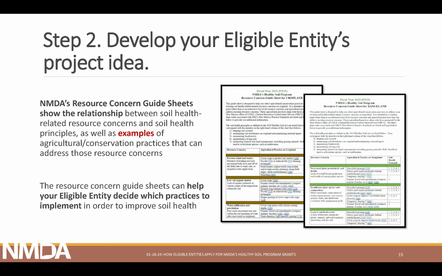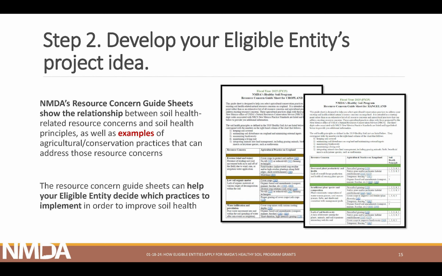Some of the things that NMDA has developed to help you along this process, we have a couple different documents that we created in conjunction with NRCS as well as NMSU Cooperative Extension Service. And these are our resource concern guide sheets. What these guide sheets do is they show the relationship between soil health related resource concerns, soil health principles, and examples of agricultural or conservation practices that you can use as an eligible entity to address those resource concerns that you've identified. So we highly encourage you to take a look at these documents.